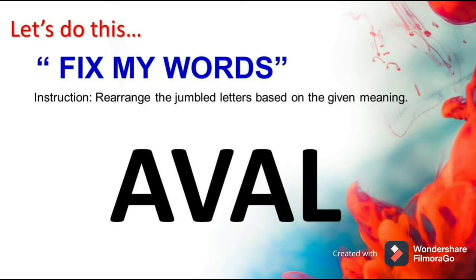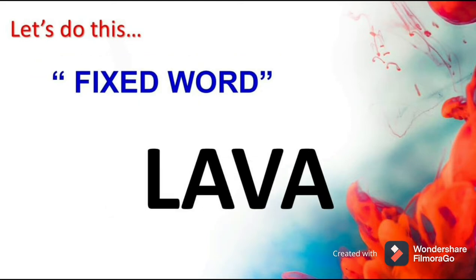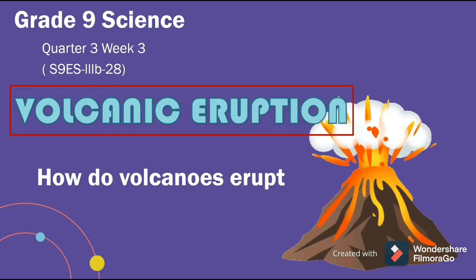It is red hot with a temperature of more than 1,100 Celsius. It flows rapidly down a volcano's slopes. What is your answer, students? The correct answer is lava. Those words have something to do with today's lesson. At the end of the lesson, you're expected to explain how volcanoes erupt.